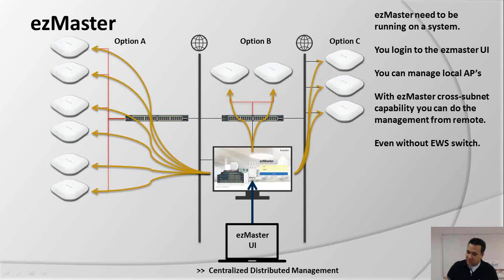In option C, it's also possible to remotely access points in another subnet and manage them from a remote ezMaster. But of course, in this setup, you will not have all the functions available that are in the combination of using an ezMaster, including a switch. But like I said, in some deployments, it can be very possible that even these restricted features are still enough for your setup.